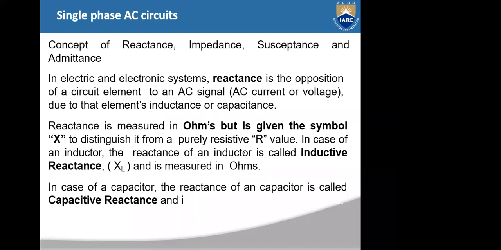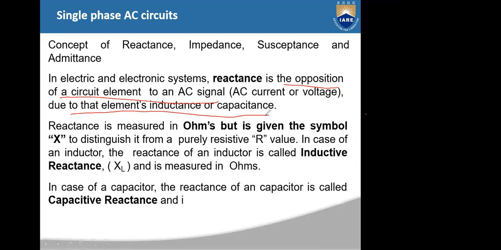Okay, we'll start with the other concepts. What is reactance, impedance, susceptance, and admittance? Actually, what is reactance? First, we'll discuss. Reactance is the opposition of any circuit to an AC signal due to the elements inductance or capacitance.